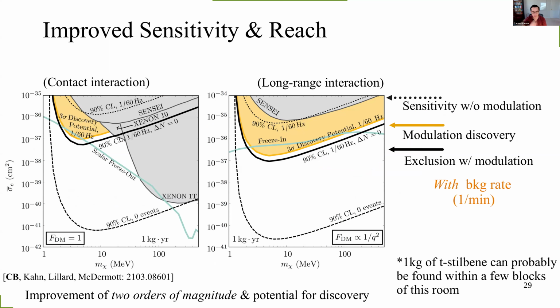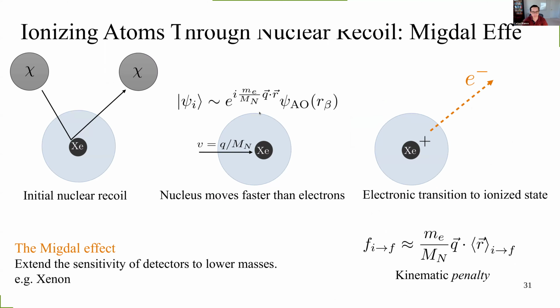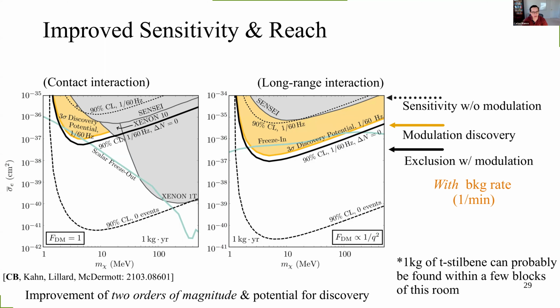So here are projection curves for these stilbene scintillators, right? And up here in the dotted lines are what the sensitivities would be, assuming a realistic background rate, but saying, okay, we have no directionality. How good can we do? Well, unsurprisingly, about as good as the silicon detectors are, right? But now we introduce this directionality, and we look for a daily modulation, and all of a sudden we gain 2 orders of magnitude in sensitivity.